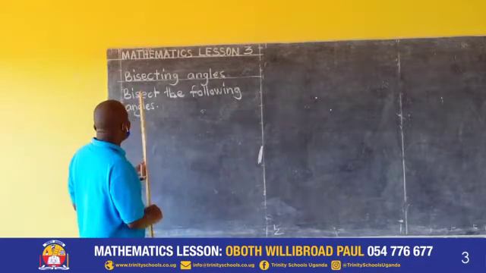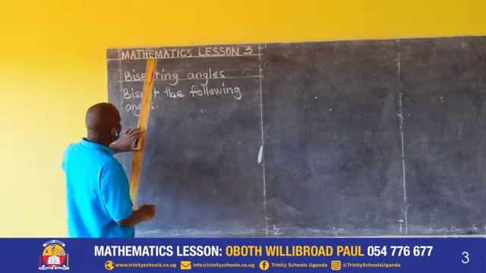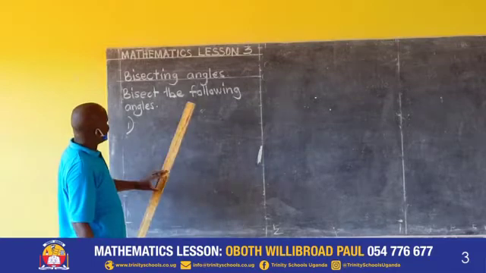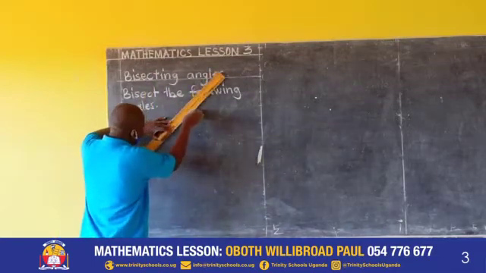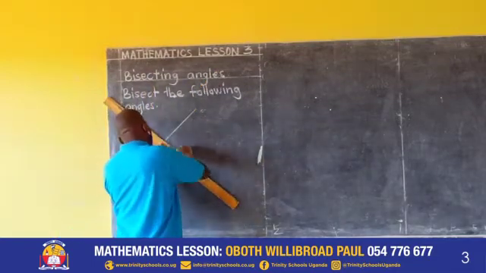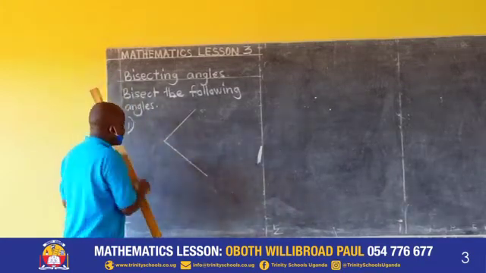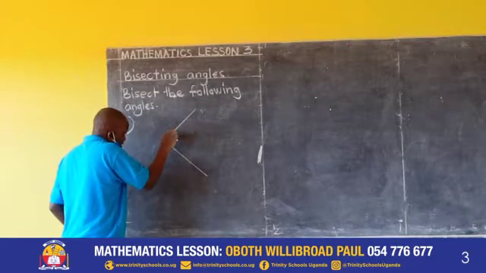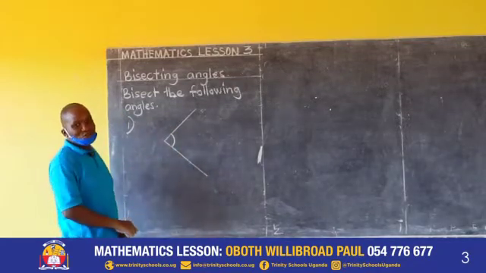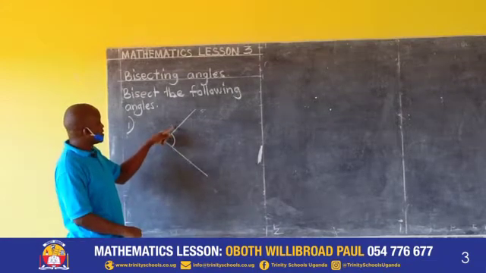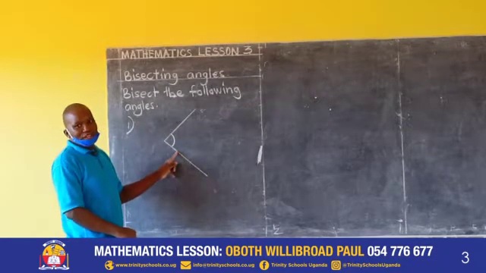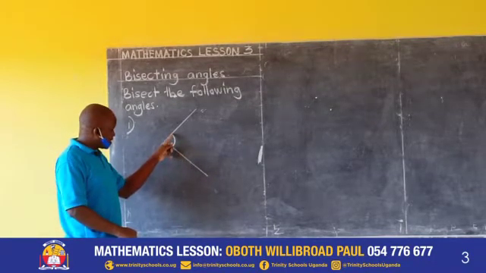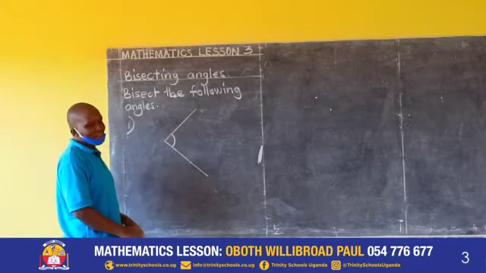So to construct an angle bisector, let us look at, say, number one, bisect the following angles. I have that angle drawn that way. When that mark, that curve, is put there, it means that is the angle the examiner wants you to bisect. There are two angles. There is this angle called a reflex angle. That angle is big. And there is this angle that is an acute angle.